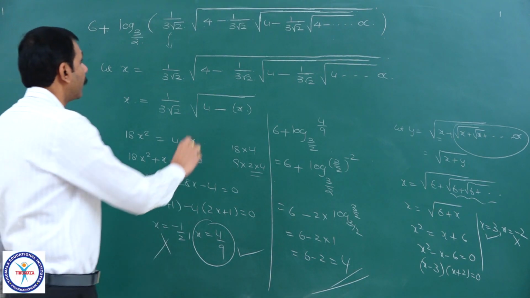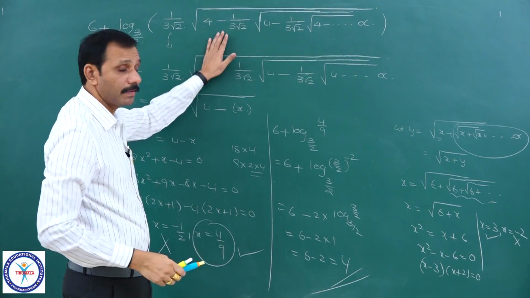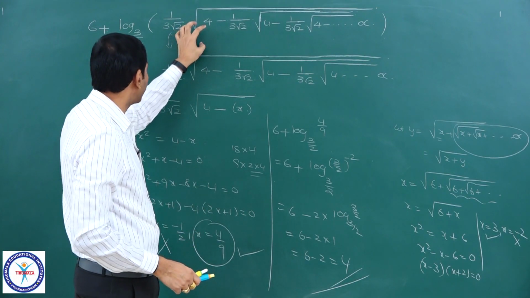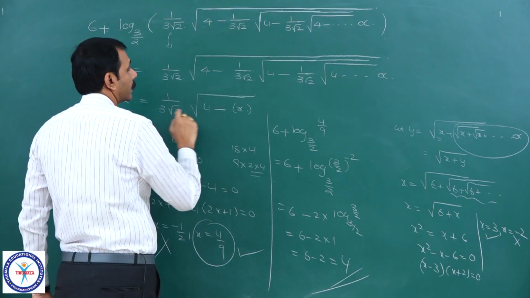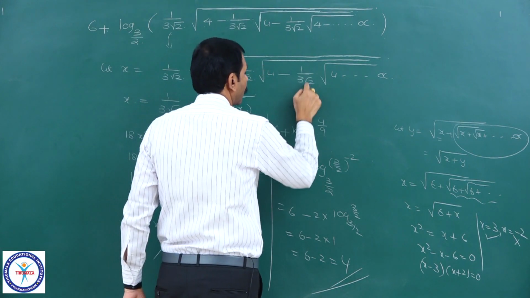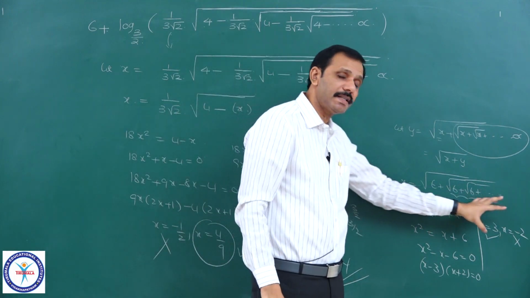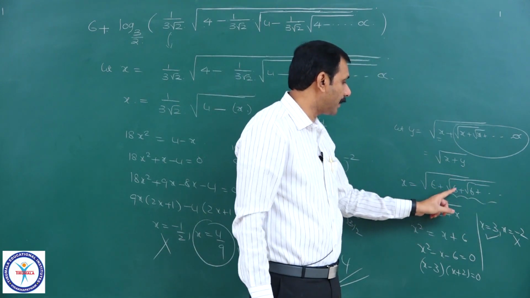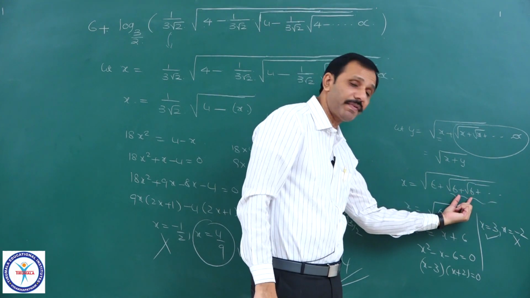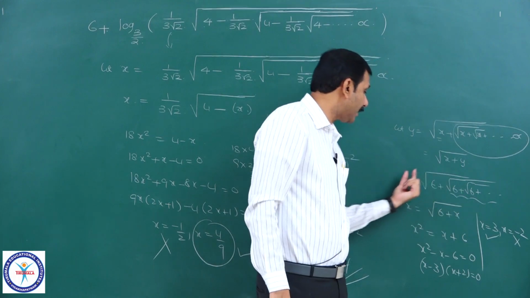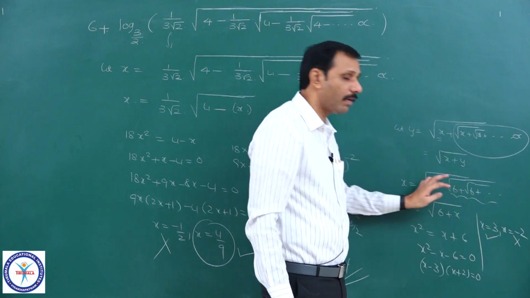So, what I did, it is an infinite series. First you simplify this. How to simplify? I have taken separately 1 by 3 root 2 into root of 4 minus, 1 by 3 root 2 into root of 4 minus, and so on. Already we have seen these type of problems when it is an infinite series: root of 6 plus root of 6 plus root of 6 and so on infinite. Leave the first one, again it is infinite terms. Therefore, it is the same as this x only, x equal to root of 6 plus x, squaring on both sides, and the possible value of x I have taken here.